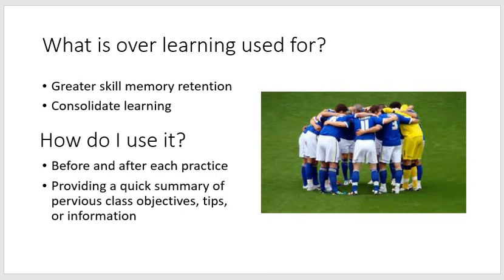This is basically a summary of the previous lessons with a few points, tips, or info to remember that are needed for the current lesson. Overlearning at the end of the session allows students to consolidate their learning of the skill and provide feedback for later sessions.